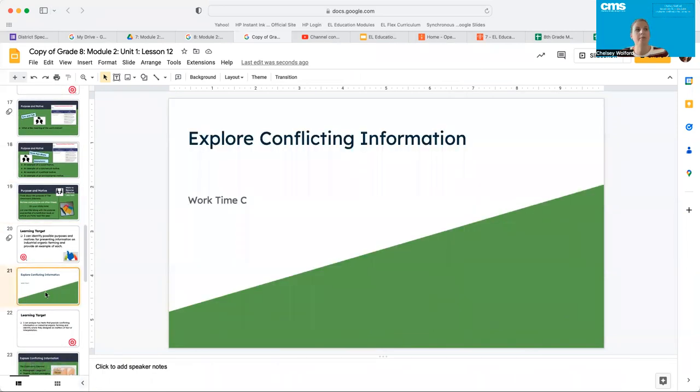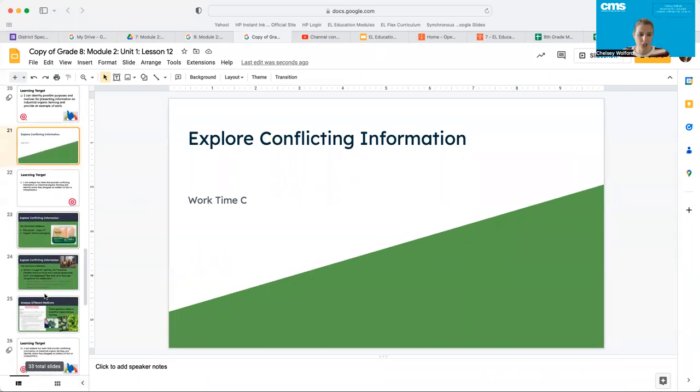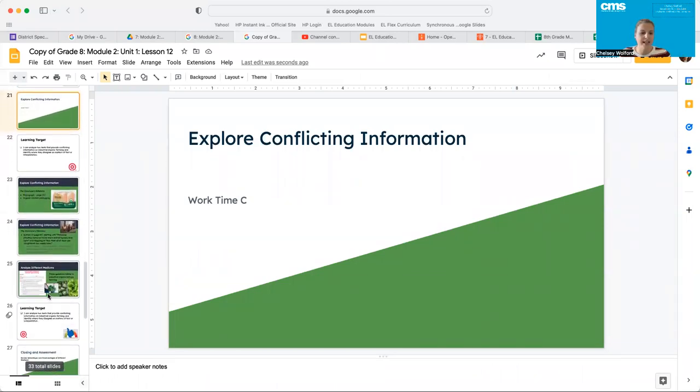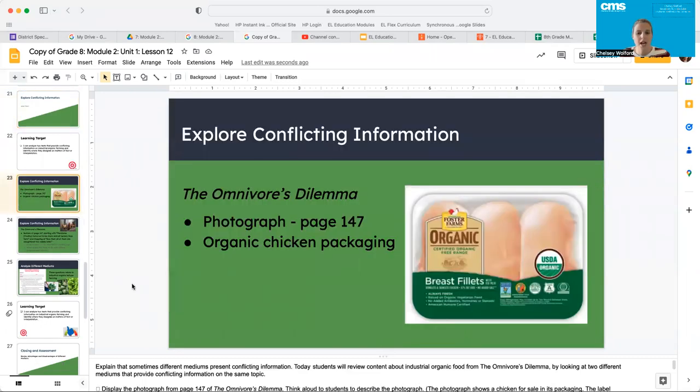All right, guys, so we're going to move on and work on Part C now, exploring conflicting information. Okay, so you guys have seen this as we've read through the text. On page 147, there is a photograph of organic chicken packaging. Okay, I want you to explain something. I want you to understand that sometimes mediums present conflicting information.